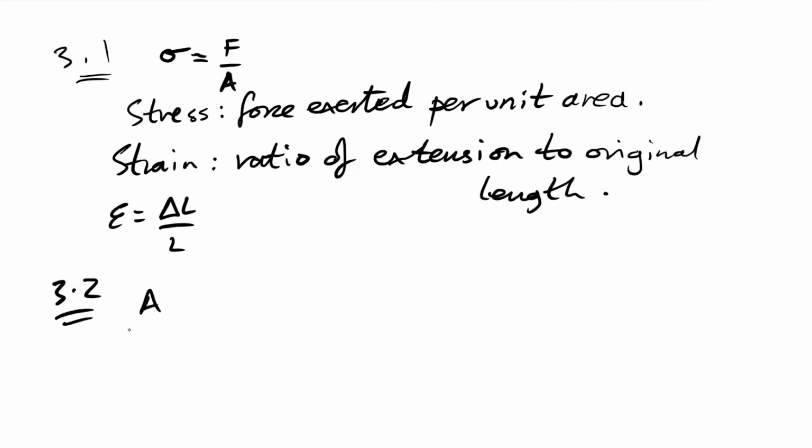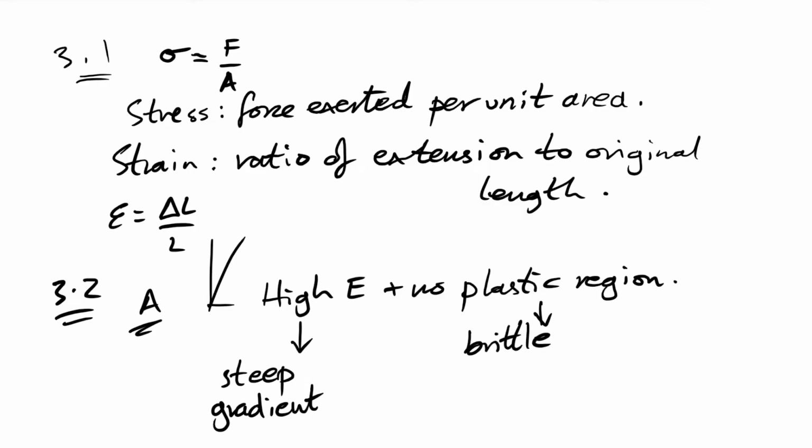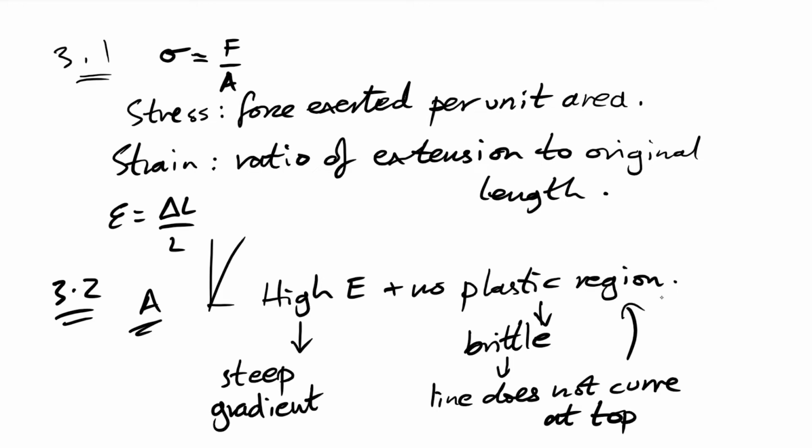So what is A like on our graph? Well, we know it has a steep gradient, so therefore it's going to have a high Young modulus, and also doesn't have a plastic region. So we could go for either one of those. So we could say steep gradient, and for no plastic region, that means that it is brittle. It's just going to snap instead of stretch really that much. So we can say line does not curve at top. And we can say, therefore, it has no plastic region.